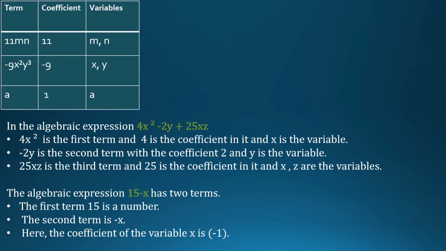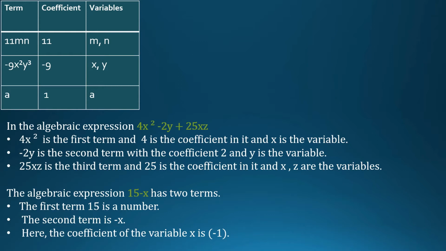In the algebraic expression 4x square minus 2y plus 25xz, 4x square is the first term where 4 is the coefficient in it and x is the variable. Minus 2y is the second term with the coefficient 2 and the variable y. 25xz is the third term where 25 is the coefficient, x and z are the variables.